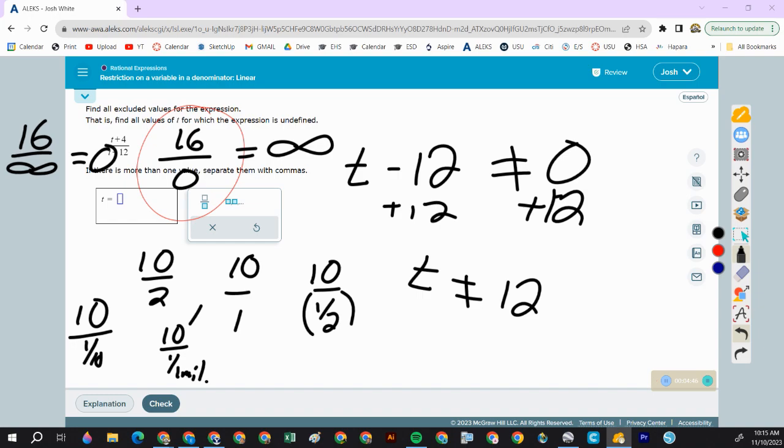Which makes sense, right? Let's do 6 over 2 equals 3. So 6 over 3 should be 2. Right? Isn't that how multiplication and division work? Now, is 0 times infinity equal to 16? It depends.